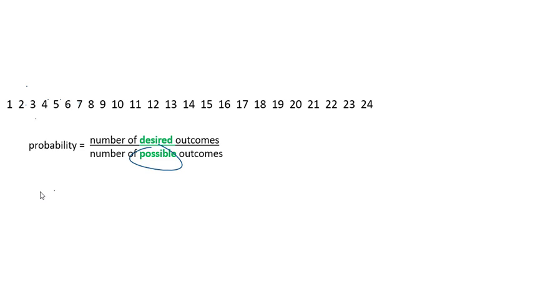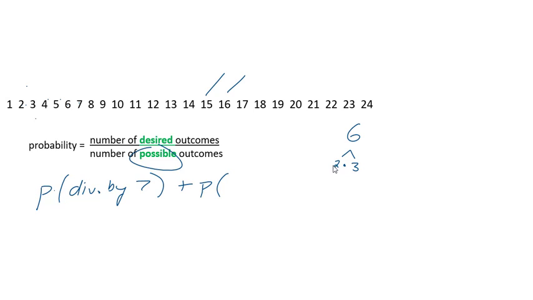Let's take a look at exactly what they're asking for. They want to know the probability of selecting a number that is divisible by 7, so I'll just write div for divisible, div by 7, plus the probability of selecting a number that's divisible by both 2 and 3. Well, let's talk about that. 15, for example, is divisible by 3, not 2. 16 is divisible by 2, not 3. What's a quick way to figure out which numbers are divisible by both 2 and 3? Well, 2 times 3, of course, is 6. 2 and 3 are factors of 6. So if a number is divisible by 2 and 3, it is also divisible by 6. So what we're really asking for is the probability of a number that is divisible by 6.